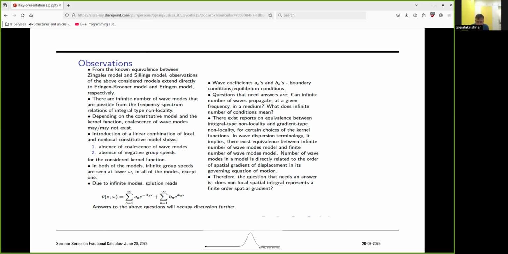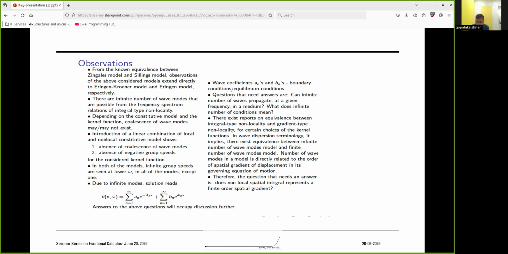And there also, the question that needs to be answered is, can an infinite number of waves propagate in a given structure, which basically violates the mass and momentum conservation. So what does the infinite number of conditions mean? So we don't know these answers. So we need to find that.